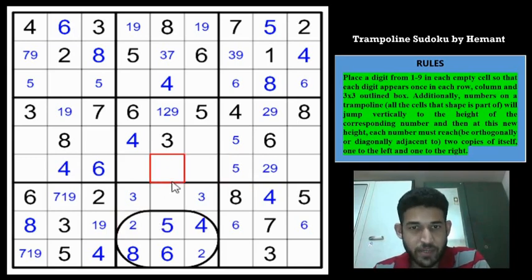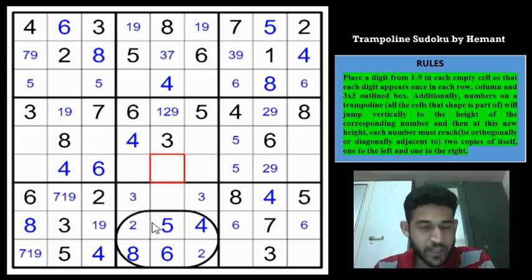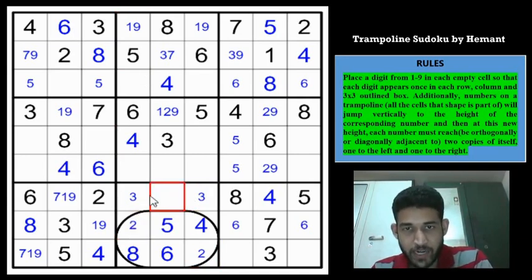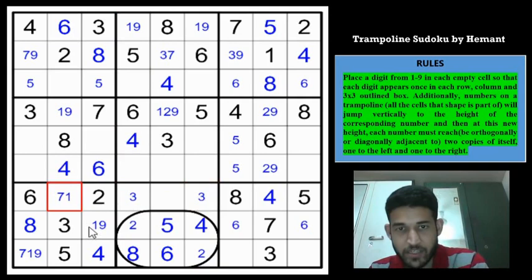The 2's can't yet be resolved. So one more little thing in a trampoline Sudoku is that 9 can never be in the trampoline, right? Because the maximum number of cells you can have in the bottom row is 1, 2, 3, 4, 5, 6, 7 and 8. And the moment you have the 9th cell, you are going outside the grid. So 9 can never be in the trampoline. So which means that 9 must be in one of these 3 cells. So you can eliminate the 9 from here.